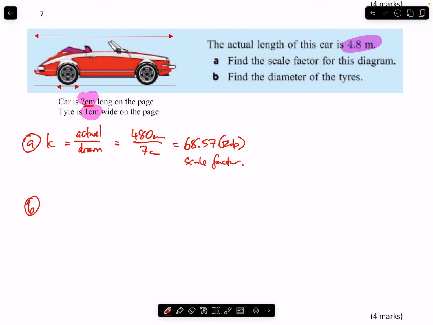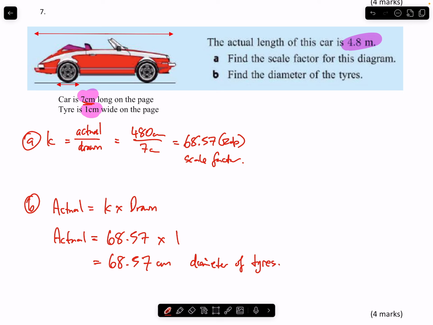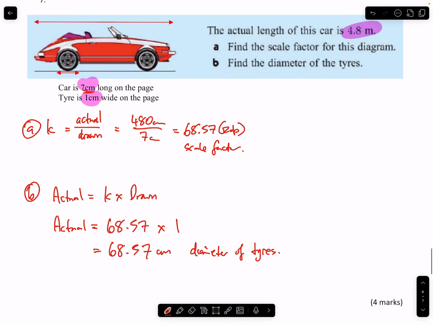B, find the diameter of the tires. So the formula you're given is actual is equal to K times the drawn length. So actual is going to be, the tires are 1 centimeter on the page, but the scale factor is 68.57 times the drawn length, which is 1. So it's going to be 68.57 centimeters diameter of tires, because you're shown that the diameter is actually 1 centimeter drawn on the page. That's that question done.